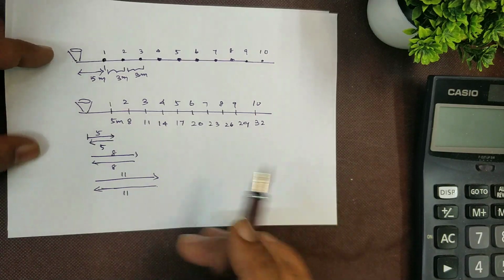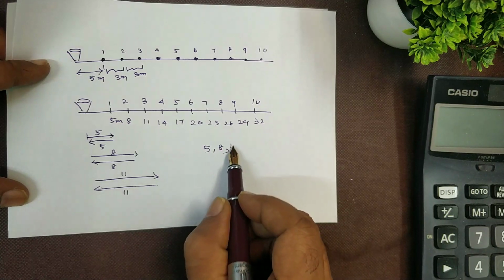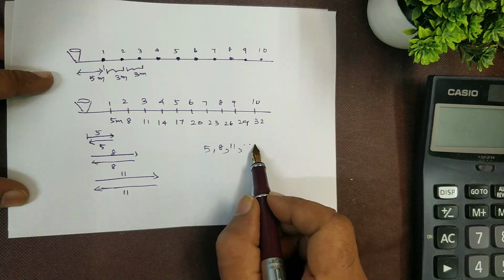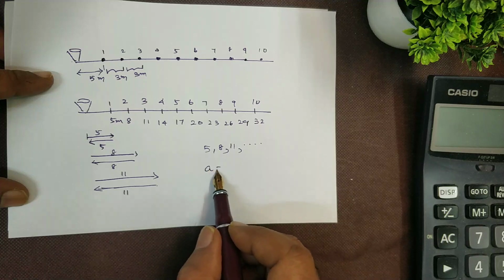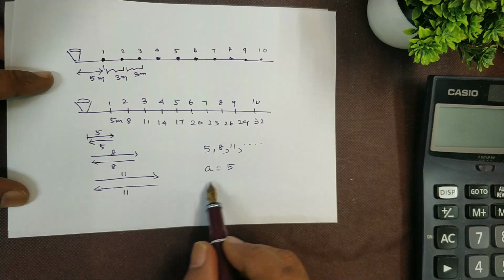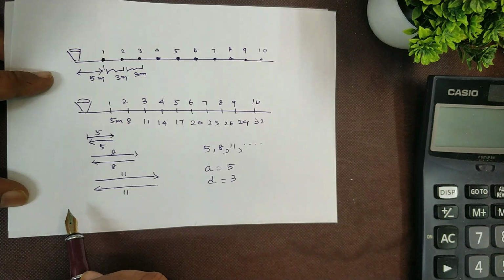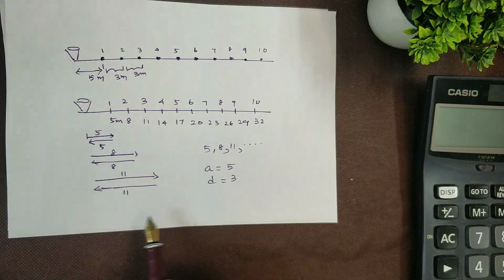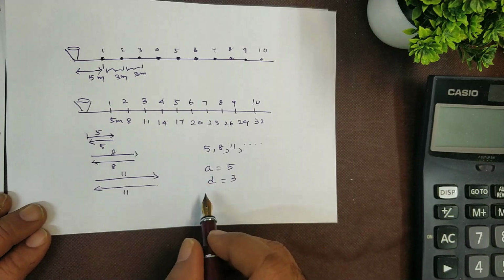So in this way, what is the AP here? The AP is 5, 8, 11 and so on. So the difference is 8 minus 5, 3. So a is the first number, 5. Common difference is 8 minus 5, that is 3, and we have to find the Sn. But in this case, she has to travel 2 times, is it not? So finally, we have to multiply by 2. First, we will find out the forward direction only.